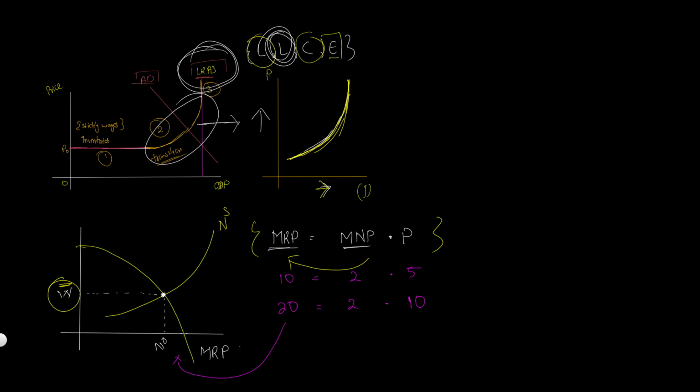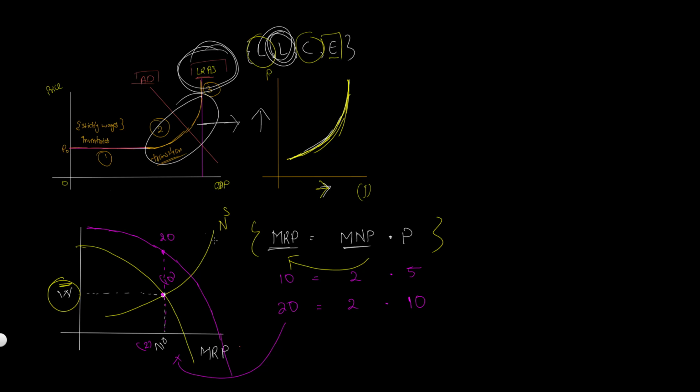Let's assume that this point over here represented 2 laborers, and let's say this point over here represented 10. What's going to happen when the prices increase? When prices increase, our revenue product is going to shift towards the right. So let's say that this point over here represents 20. So as the revenue increases, our MRP curve shifts towards the right.